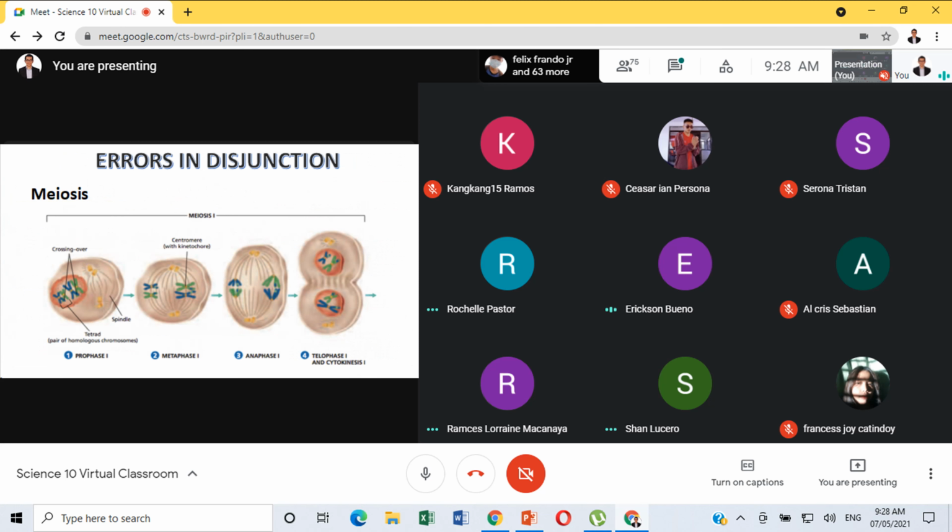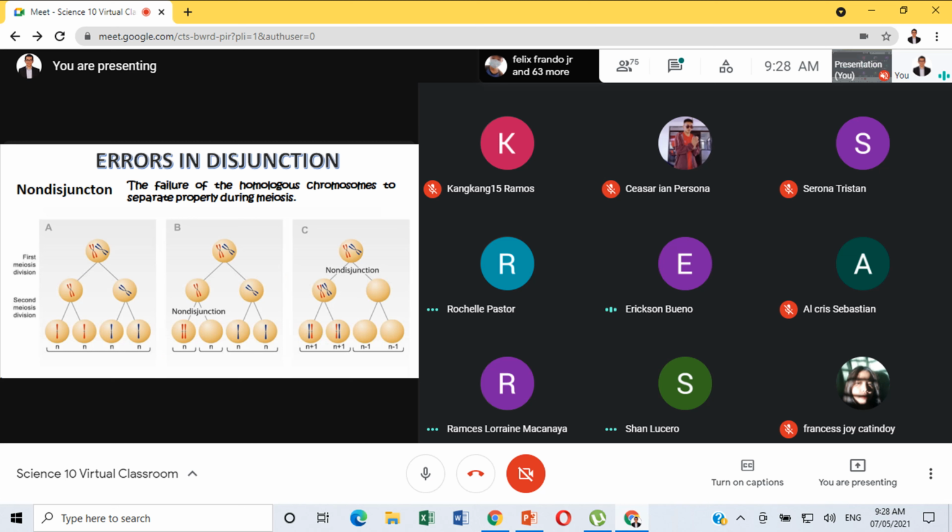Okay, let's proceed now to errors in disjunction. Many chromosome mutations result from the failure of chromosomes to separate properly during meiosis. Recall that during meiosis I, one chromosome from each homologous pair moves to each pole of the cell. So occasionally, class, an error occurs in which both chromosomes of a homologous pair move to the same pole of the cell. The failure of homologous chromosomes to separate properly during meiosis is called non-disjunction.